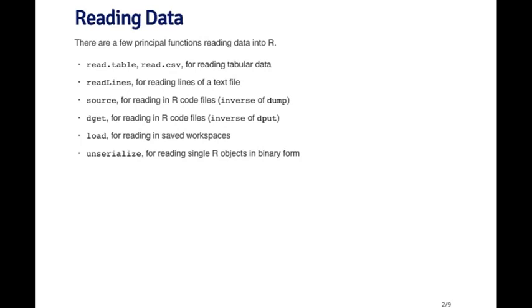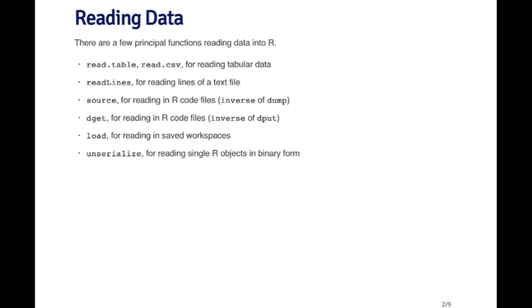The first two are read.table and read.csv. These are for reading tabular data, and they're probably two of the most commonly used functions for reading data into R. These functions read text files that contain data stored in a rows and columns format and return a data frame in R. The function readLines is for reading lines of a text file. This can read any type of file really. It just gives you text as a character vector in R.